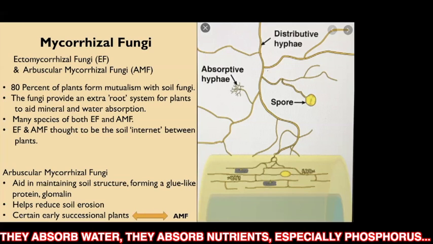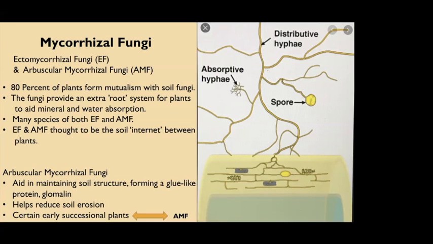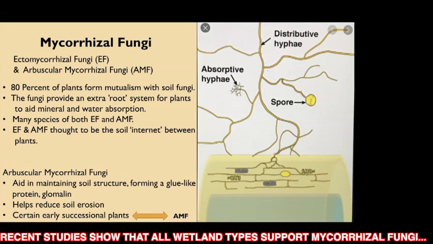So mycorrhizal associations help 80% of plant species. That's not just on the dry uplands, but also in wetlands. Recent studies show that all wetland types support mycorrhizal fungi. So any kind of wetland, a freshwater marsh, a saltwater marsh, you name it, there will be plants there that form a mutualism with these microfungi.